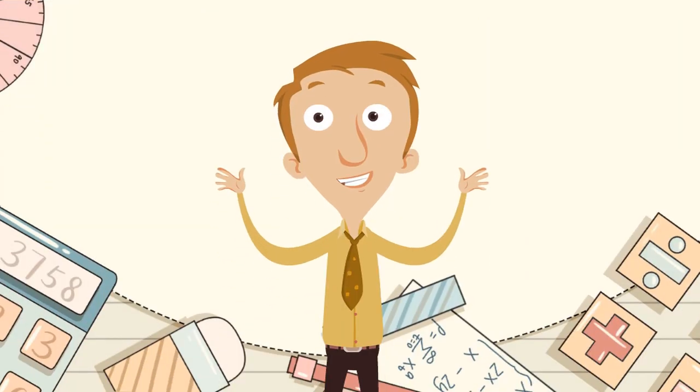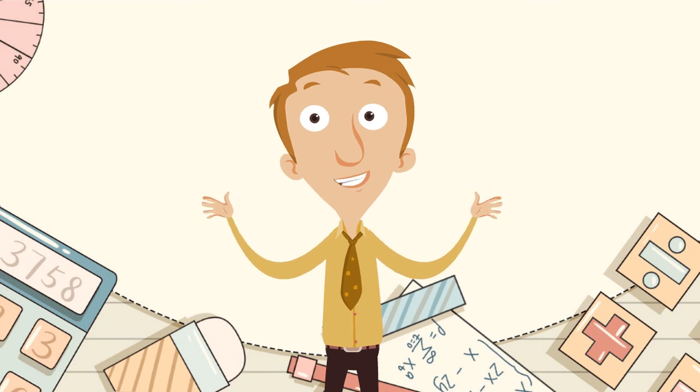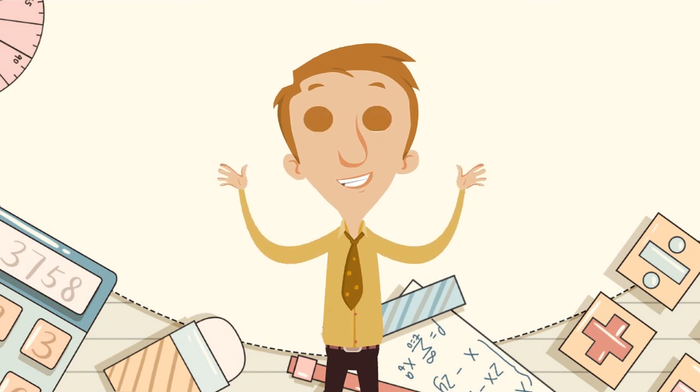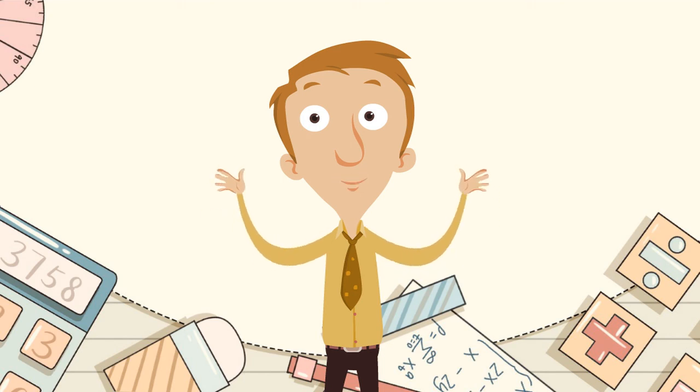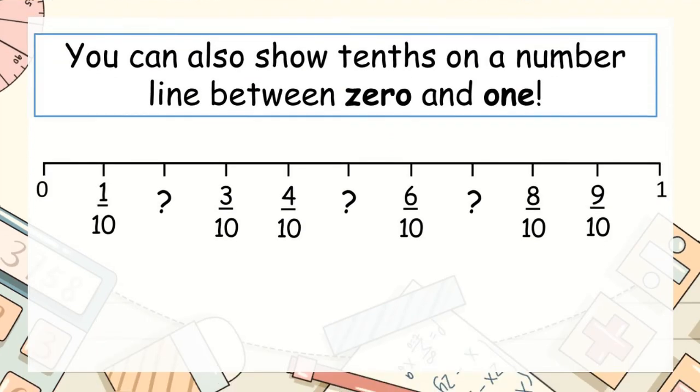So we've shown fractions written down, and we've also shown them on a picture, but we can show tenths on the number line as well, between the number 0 and the number 1 for one whole. This is what it would look like. There's a few missing tenth fractions though. Can you pause the video and see if you can figure out what's missing from the number line?